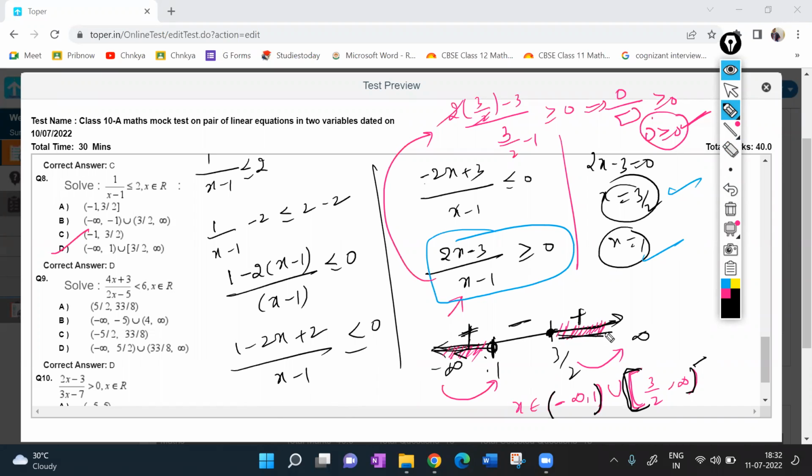Yes, sir. We need all the values on the right side of 3 by 2. Till infinite, I can take any value. If you don't understand like that, Bhargav, I can give you one beautiful example here.